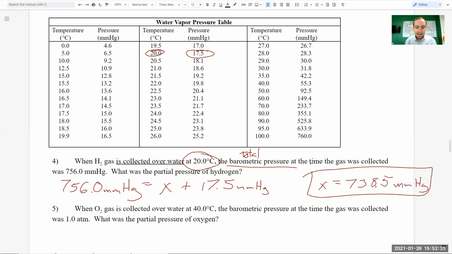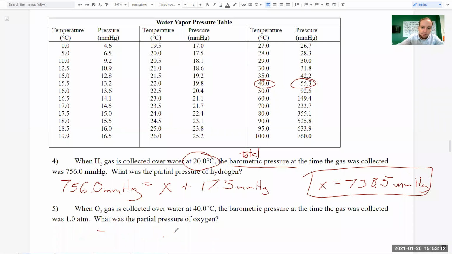So number 5, when oxygen gas is collected over water, again, that means we need to use this table. At 40 degrees, the barometric pressure at the time the gas was collected was 1 atm. So 1 atm. This question is very similar to number 4. It's basically the same thing, isn't it? I need to change that for next year. So what we have here, again, is 40 degrees. 40 degrees is right here. So the water pressure is 55.3. Oh, okay, I do see the change. They did atmospheres.